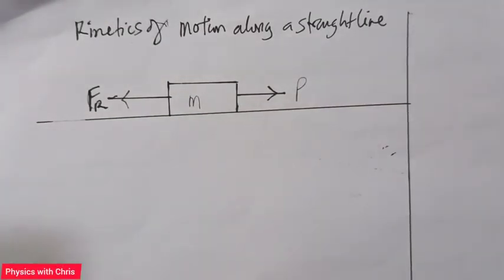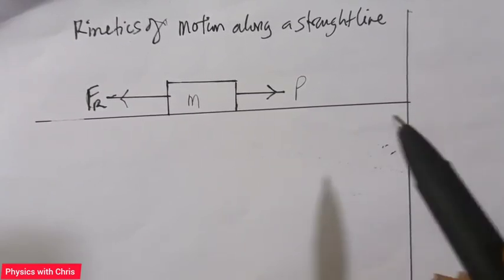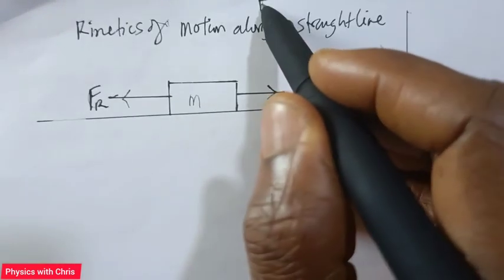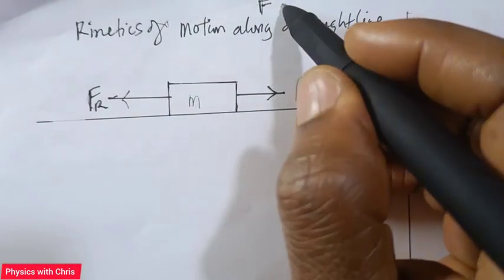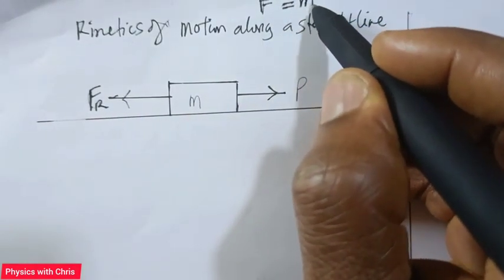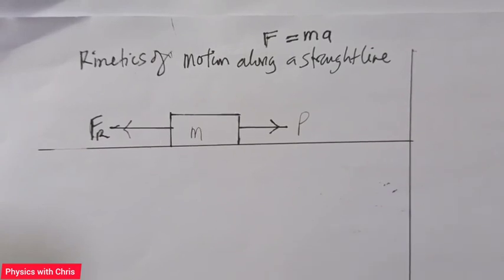All right, we come to the applications of Newton's second law of motion. In the first lesson in this video series, I showed you that F, which is the resultant force according to Newton's second law of motion, is given by the product of the mass and the acceleration of a body. Okay, so F equals ma.